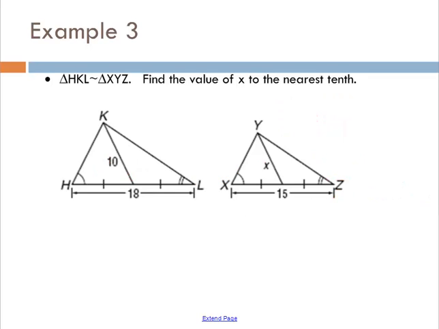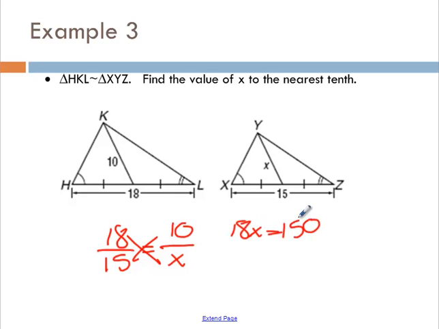Example 3. The segment I'm given this time is a median. Find the value of x. For the medians, I'm going to take the side from this triangle, proportional to the side from this triangle, is equal to the median from the left triangle over the median from the right triangle. 18x equals 150. Take 150, divide by 18, and you get 8.3 repeating. It says round to the nearest tenth, so just 8.3.